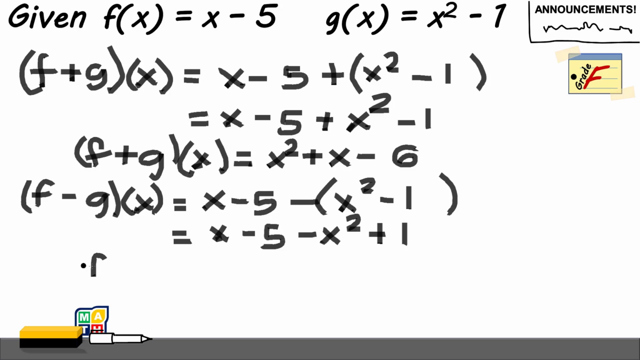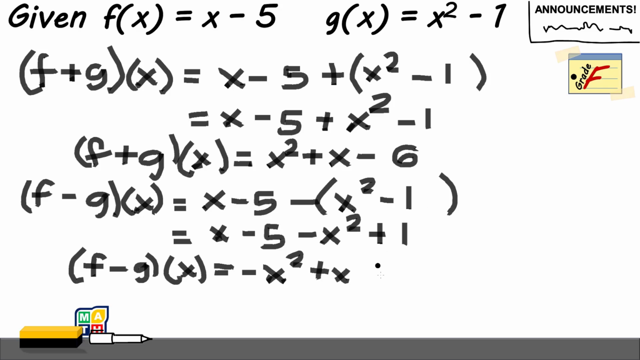But here, considering that grouping symbol, with the subtraction, we have f minus g of x is equal to negative x squared. Then you have plus x. And instead of minus 6, you will only have minus 4. This is because, again, the sign of negative 1 was changed, being part of the subtrahend.